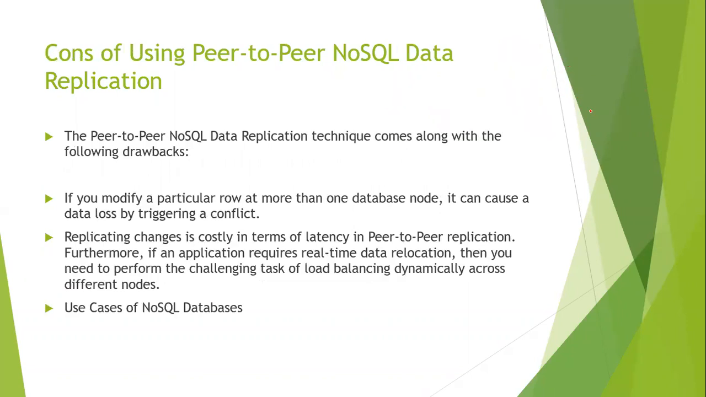Next, some of the drawbacks. What are the drawbacks? If you modify a particular row at more than one database node, it can cause data loss by triggering a conflict. Latency in peer-to-peer replication: if any application requires real-time data relocation, then you need to perform the challenging task of load balancing dynamically across the different nodes. So the first point is what? If you modify a particular row at more than one database.